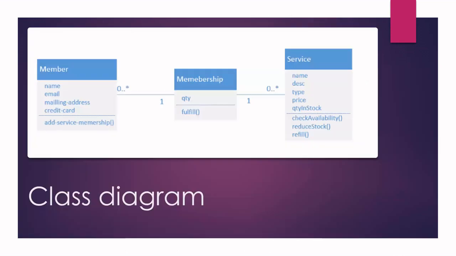All right, this is what I came up with. We have a service and we have a member. These are the most obvious. The service is pretty much the product. Now, this membership was added as an additional one. I first came up with member and service. Now, when you link a member to a service, where would you put the quantity, if we're not going to put this membership cost?